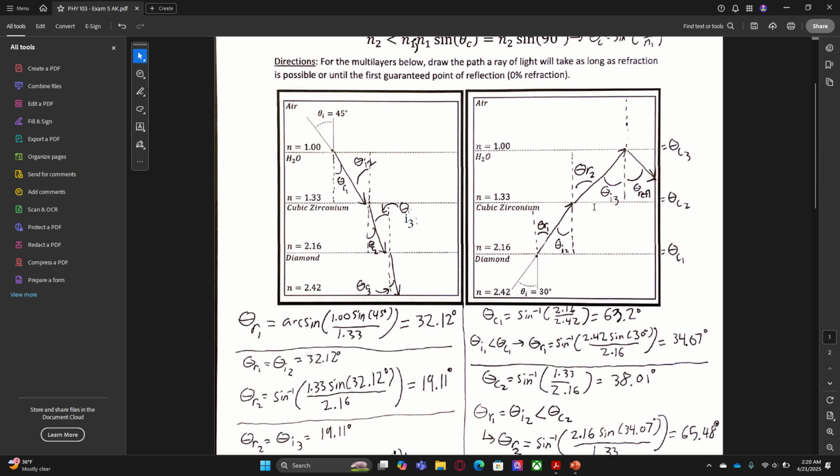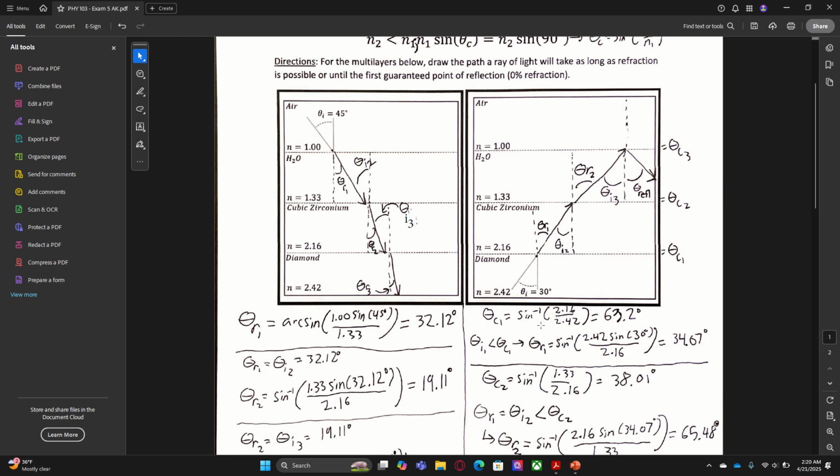Now on the reverse side, this multi-layer, we have a ray of light starting from the diamond layer, going up to cubic zirconium, then water, then air, potentially. Since the refractive index in our current layer is lower than the oncoming layer, there's a chance that refraction might actually be impossible. That's why we're going to calculate theta C1, or the first critical angle.